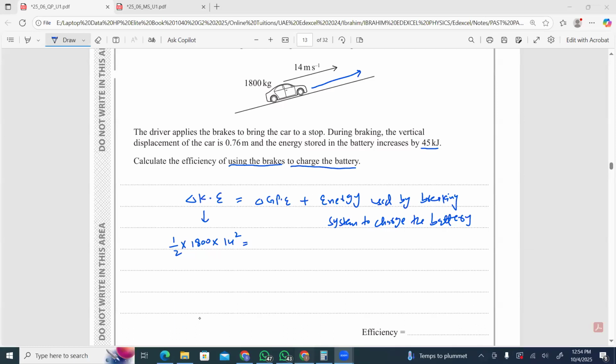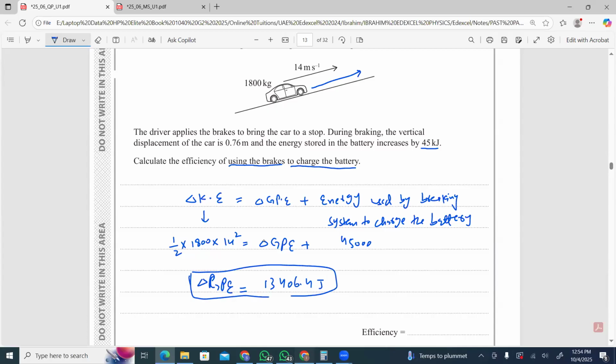And why are we calculating it? Actually, this is the amount of energy that we have to subtract from the available energy because it is gone in the form of gravitational potential energy. So it will not be available to the battery system to get charged. So this is actually 45,000 joules given. So from here, I got the gravitational potential energy as 13406.4 joules. I'm just subtracting these and getting this answer. So that is the energy gone out of the total available energy.